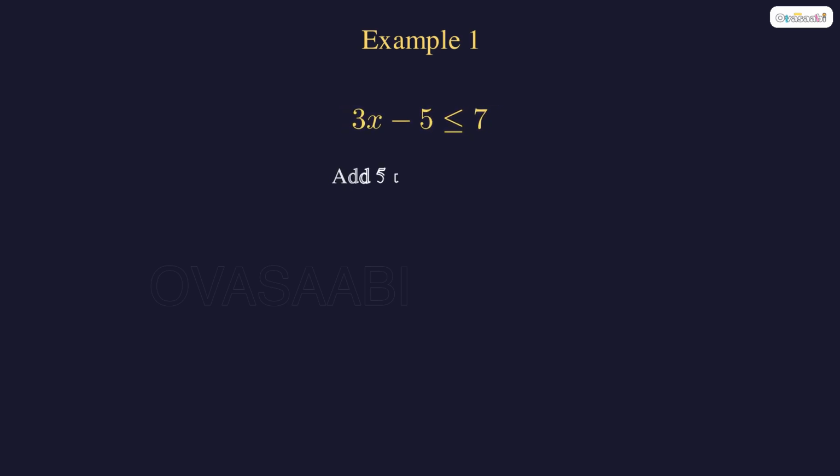Example 1. Solve 3x minus 5 is less than or equal to 7. First, add 5 to both sides. We get 3x is less than or equal to 12.